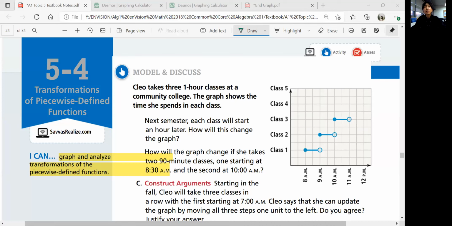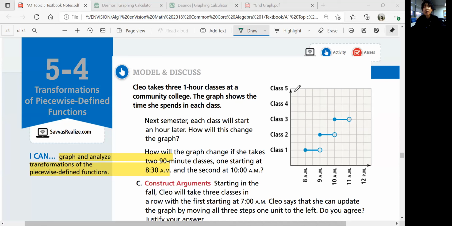Are you ready for the last lesson for topic 5? Ready or not, here it comes. 5-4, transformations of piecewise defined functions. This is the last lesson of the topic. We've learned about transformations, and we learned piecewise defined functions in this topic. We're going to put it together and see how piecewise defined functions transform using graph and algebra. So let's look at the model and discuss the question.